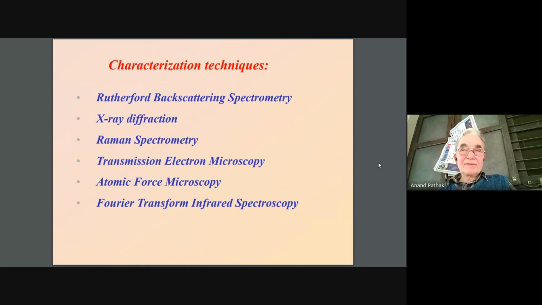And then after you have deposited, you have to characterize various characteristics, whether Rutherford backscattering, X-ray diffraction, Raman spectroscopy, all these things. But finally, you have to do the TEM, transmission electron microscopy, so that you have the most accurate method of characterization. Next.